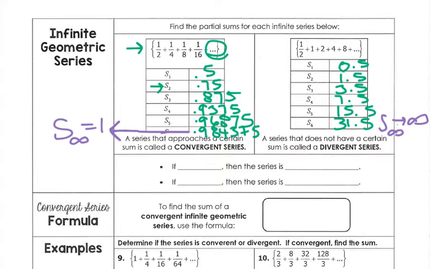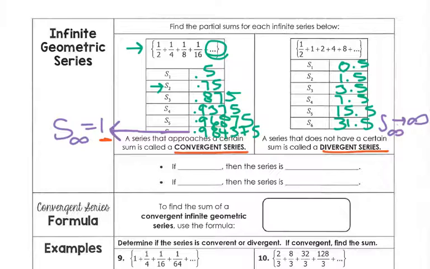So what's the difference between these two? The one on the left, we say that it's a convergent series. As we add terms, the sum is converging towards a single number. In this case, it was converging towards 1. The one on the right is a divergent series. It means that it doesn't have a specific sum as you add an infinite number of terms. It's either going to infinity or negative infinity.